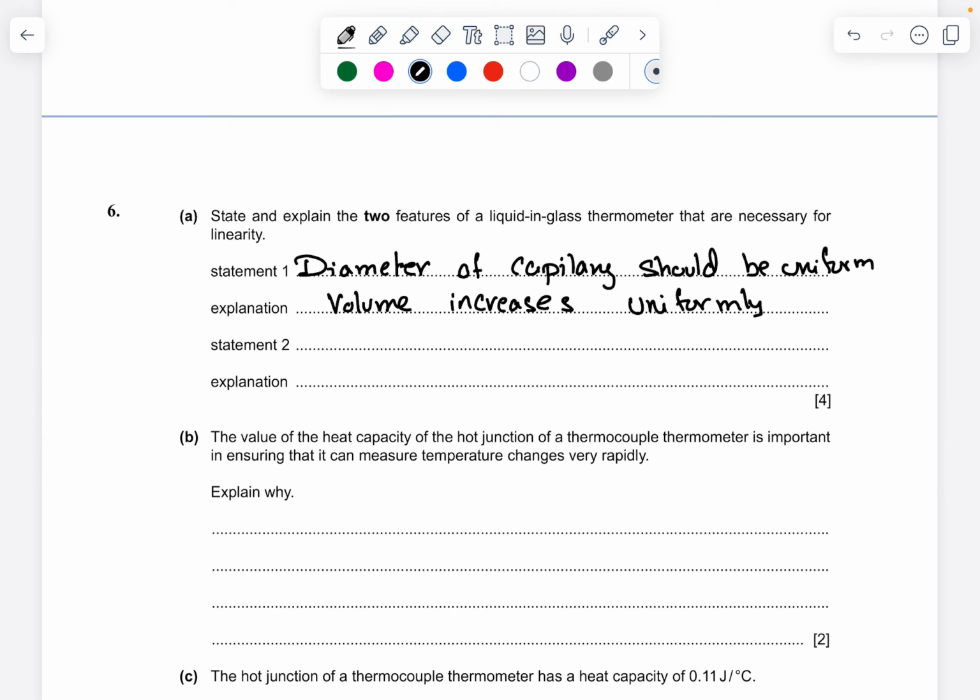Another one we can take is that the expansion of the liquid should be uniform again. We are using mercury, and basically the expansion of the liquid should be uniform.